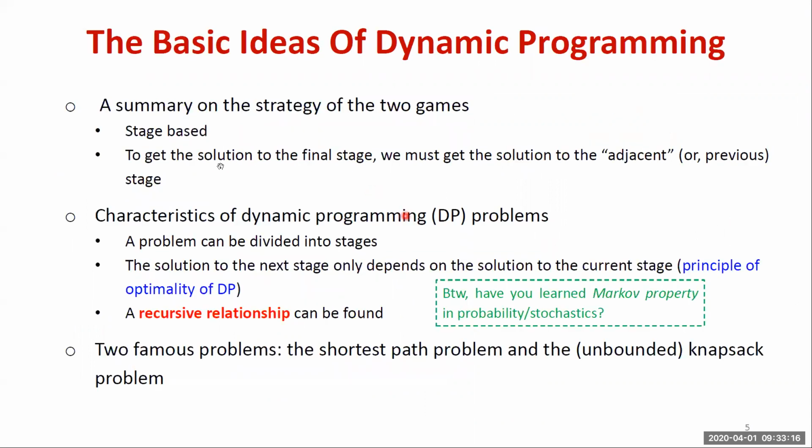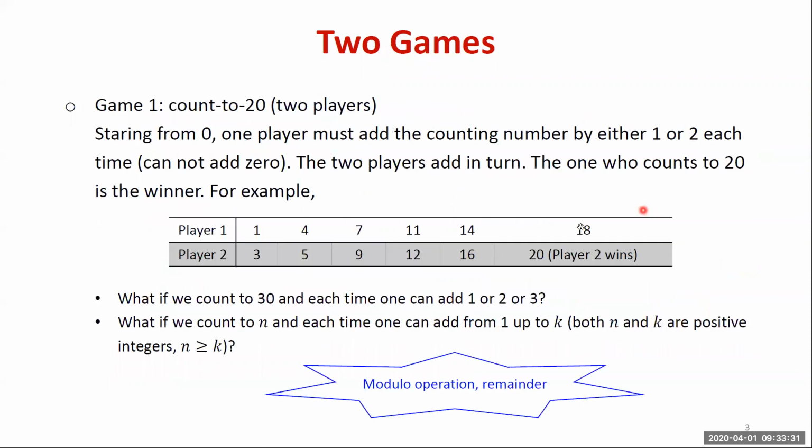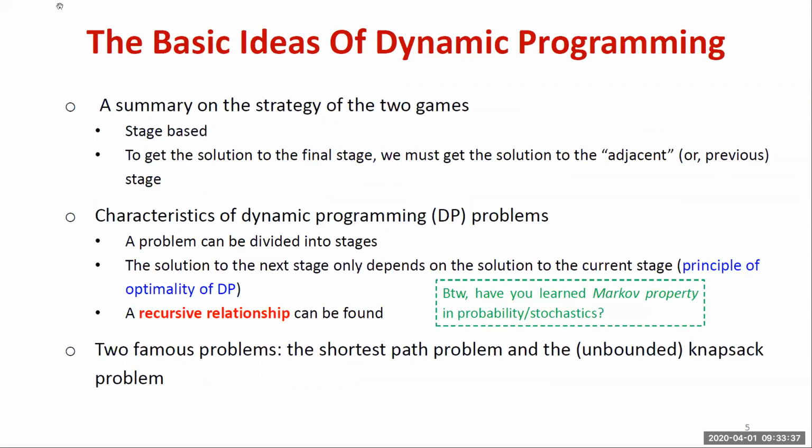And the second thing is that to get the solution to the final stage, we must get the solution to the adjacent or previous stage. In order to get this one, you get this and this. And for the first game, similarly, in order to get 20, you get 17, and then to get 14, then to get 11, right? So they have these two features. They are also the characteristics of dynamic programming.